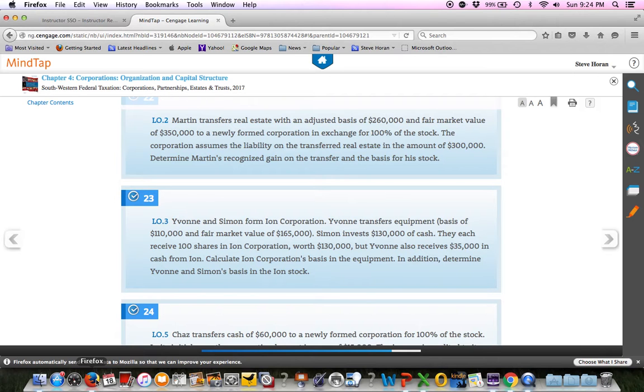It is subject to the Section 351 treatment because Yvonne receives boot in the transfer, though she recognizes some gain. So hopefully everybody saw that. Because she's receiving some cash back, she's going to have to recognize a gain on that $35,000 of cash received, which will produce a basis in the stock of $110,000. So let me just show you how we do that.